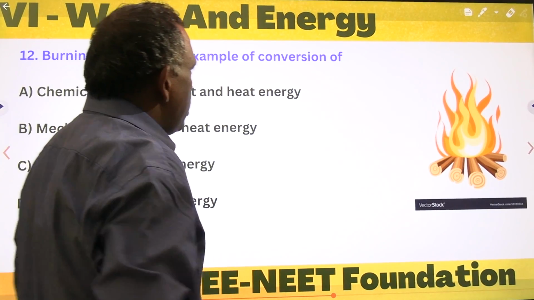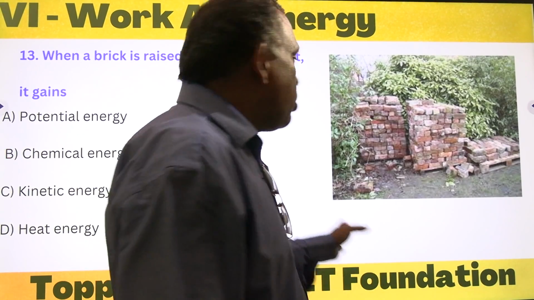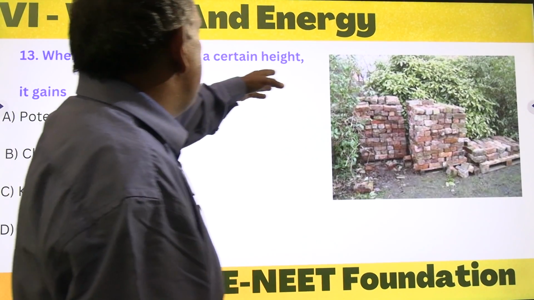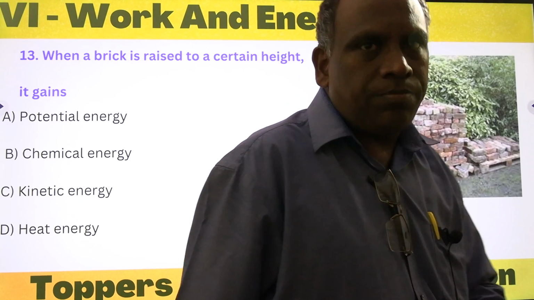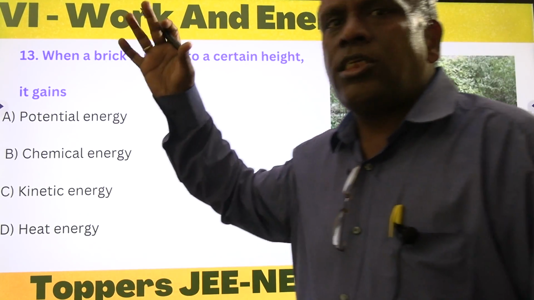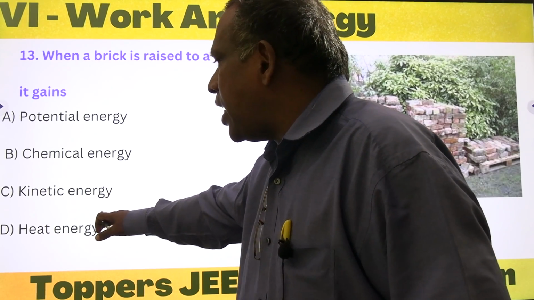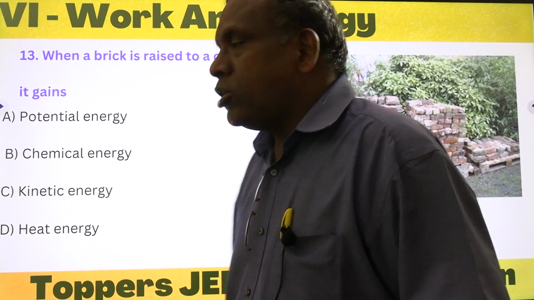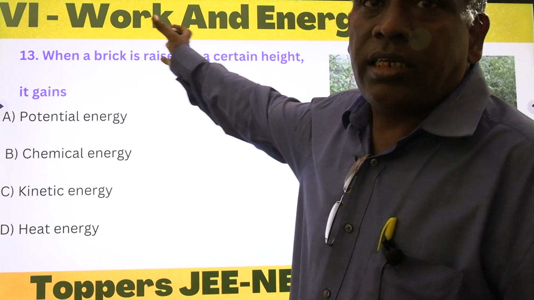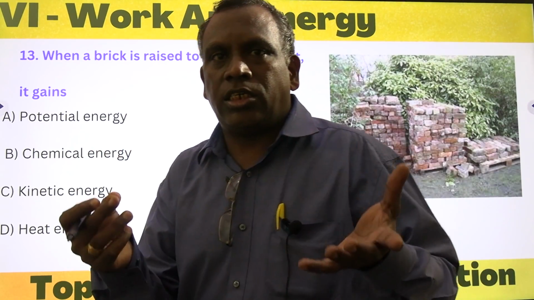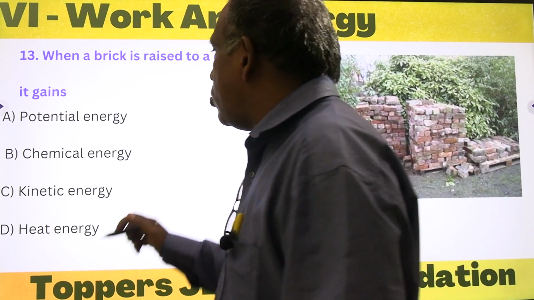Coming to the 13th question: when a brick is raised to a certain height, it gains dash. The options are potential energy, chemical energy, kinetic energy, and heat energy. The brick rises to a certain height, so its position is changed. Then potential energy is involved.